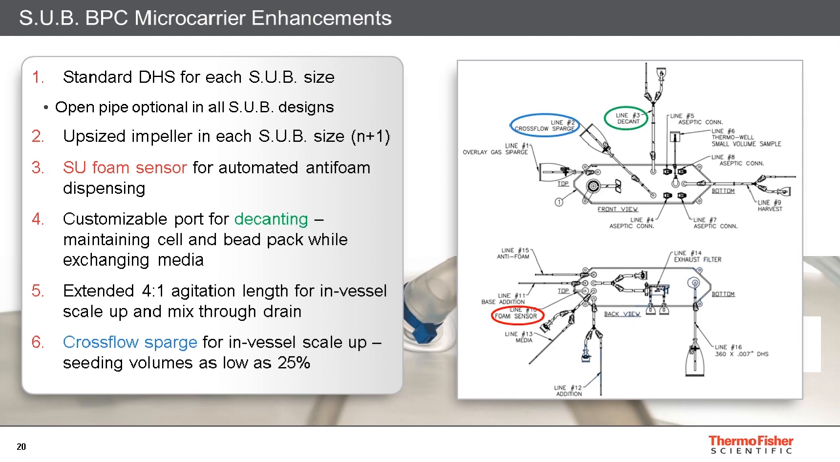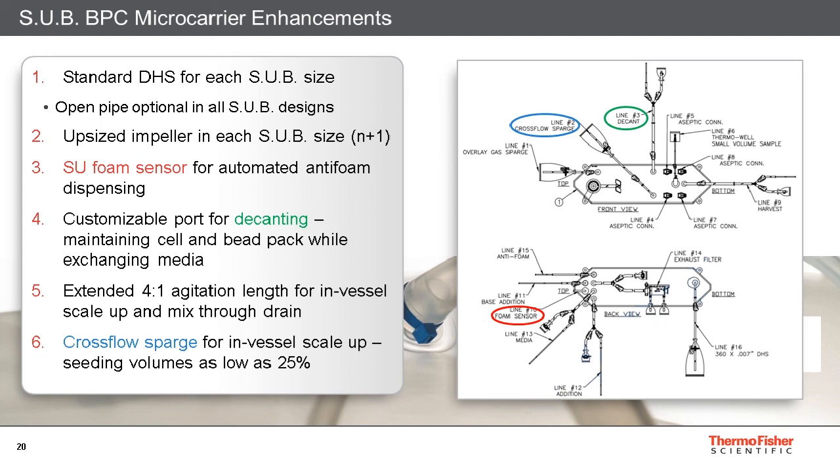In this next slide, we do see a few other enhancements we made to our bioreactor consumables. Again, some of them we mentioned already, so the standard drilled-hole sparger, an upsized impeller. What's very important, of course, is to have a single-use foam sensor to make sure that there isn't excessive foaming in the bioreactor, which could hinder the performance of the bioreactor and cell growth. And what's most important is also an extra line for decanting.